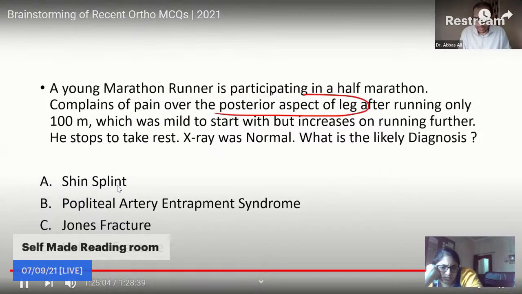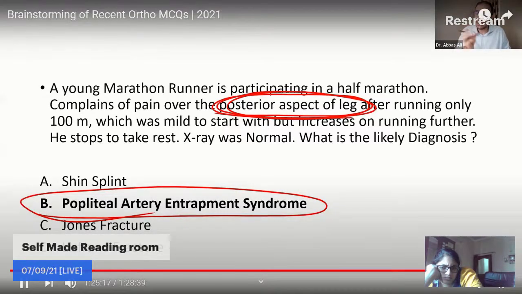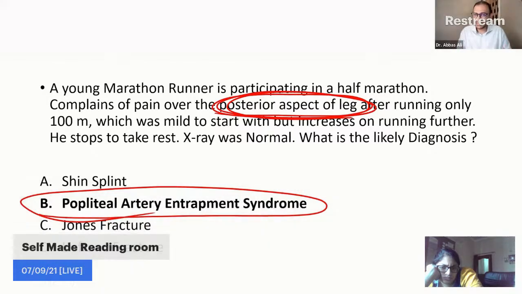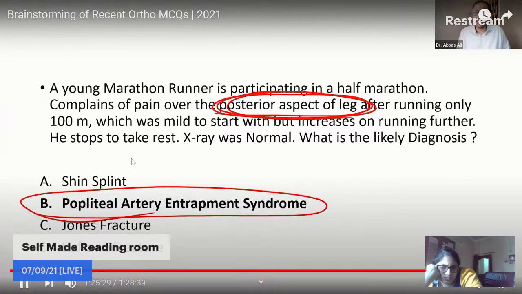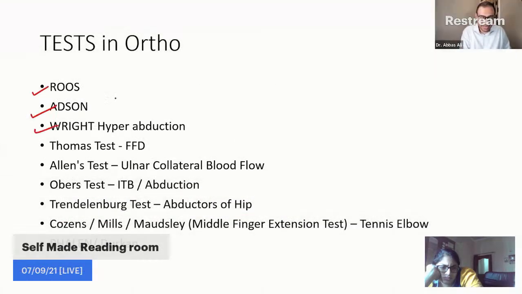But if the same pain now occurs in the posterior aspect of the leg, what could it be? Popliteal entrapment syndrome. It's a congenital anomaly where the popliteal artery gets entrapped in the medial head of the gastrocnemius muscle. When this person becomes an athlete, the medial gastrocnemius gets hypertrophied, and it compresses the popliteal artery, causing ischemic pain to the posterior aspect of the leg. Is this clear?